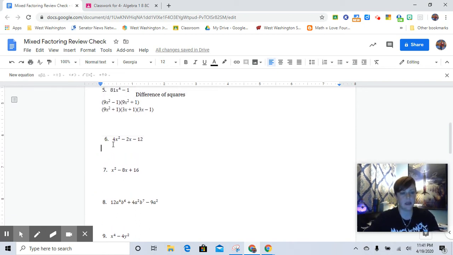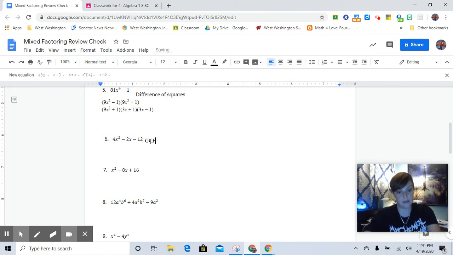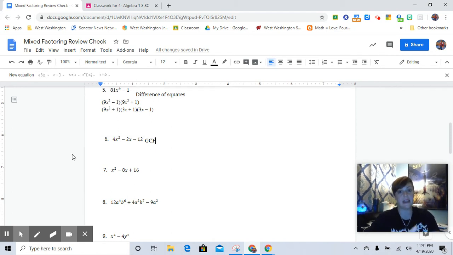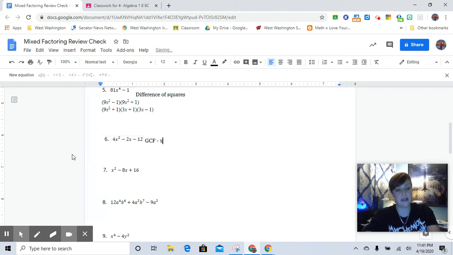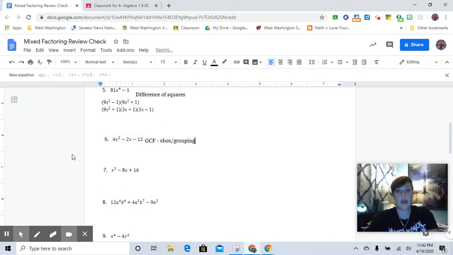So next, we see that all of these numbers are, again, even. And so that means that there's going to be a GCF of at least 2. And then after that, well, let's see. I mean, the GCF is going to be 2. And if I divide 2 from 4, I'm still left with a lead coefficient. So it's still going to be 2x squared, and so that means that it's going to be an X box or grouping. And the reason that we know that is because the leader of the trinomial is not 1.